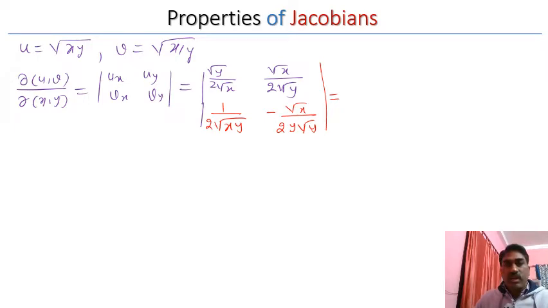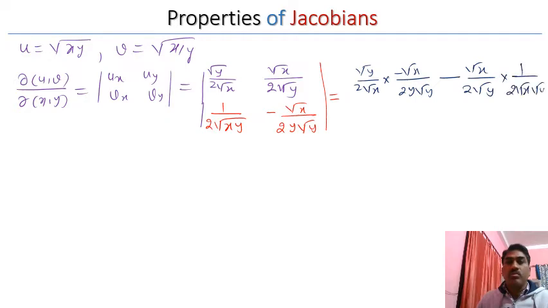So you can see that you can multiply this minus this. So root y will get cancelled, root x gets cancelled. So I am writing everything. Root y by 2 root x into minus root x by 2y root y, and minus this, root x by 2 root y into 1 by 2 root x root y. So here root x will cancel in numerator and denominator, and root y will cancel in numerator and denominator. So what you get is minus 1 by 4y, and minus in the next term root x is again cancelled out, and root y is y. So this is minus 1 by 4y. So finally we get minus 1 by 2y.